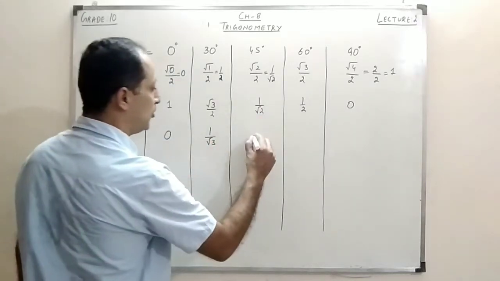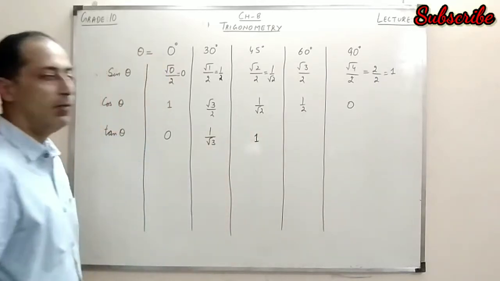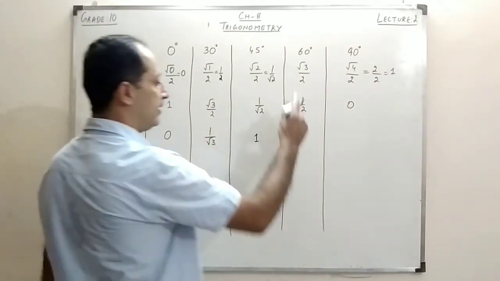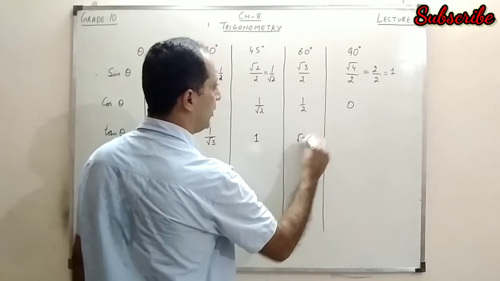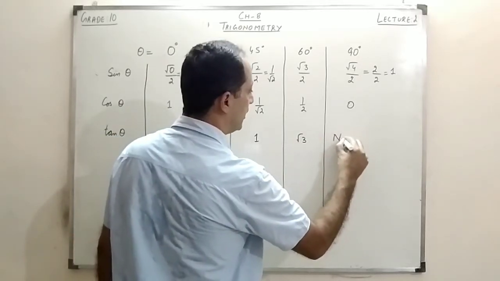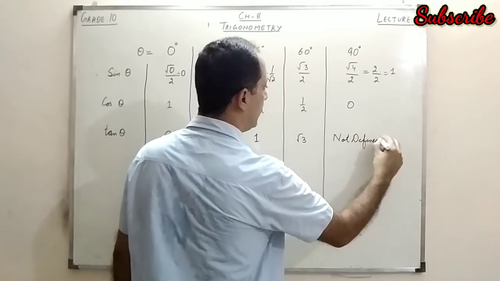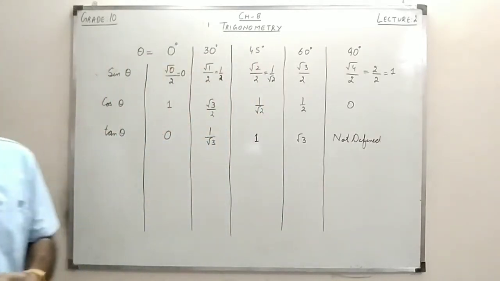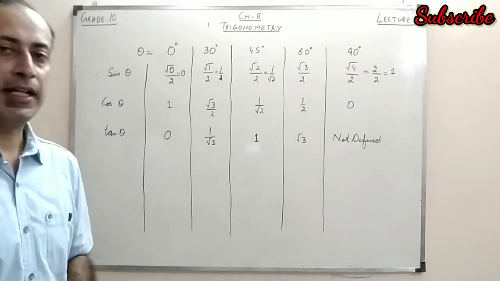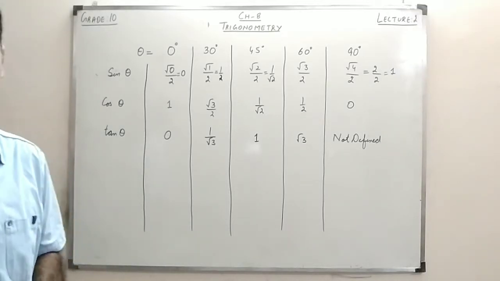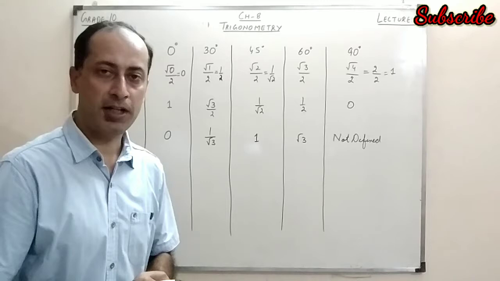If you divide these two, you get 1. Now again, if you divide these two, this is root 3, and then we write it as not defined. Why do we write not defined? Because this is 1 divided by 0, and we know we cannot divide any number by 0, right? So that is why we write not defined.